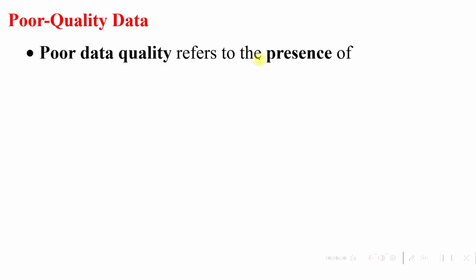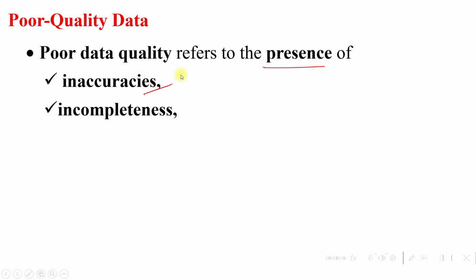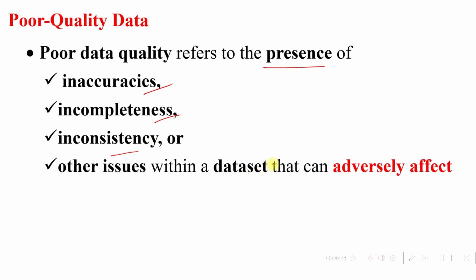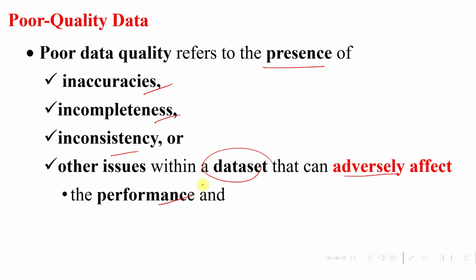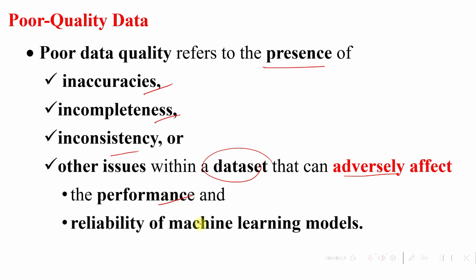Poor quality data refers to the presence of inaccuracies, incompleteness, inconsistency, or other issues with a data set that can adversely affect the performance and reliability of machine learning models. So this is about poor quality. It refers to inaccuracies, incompleteness, or inconsistency. These reflect poor quality data.